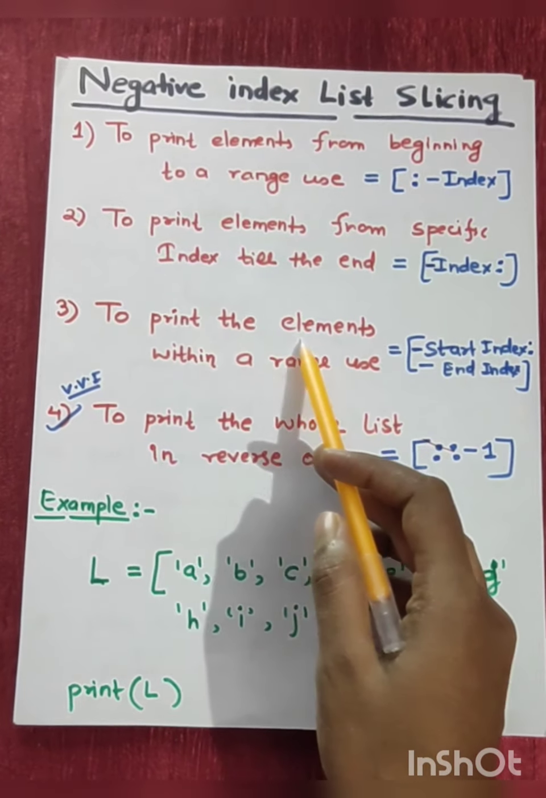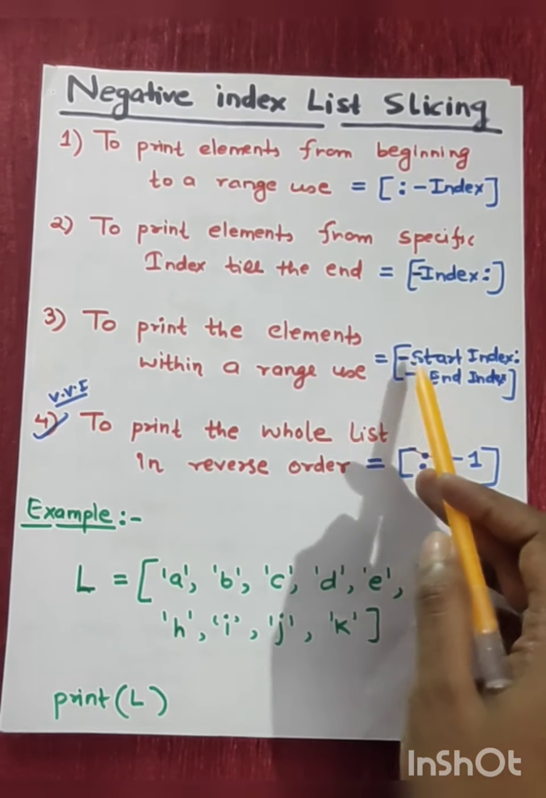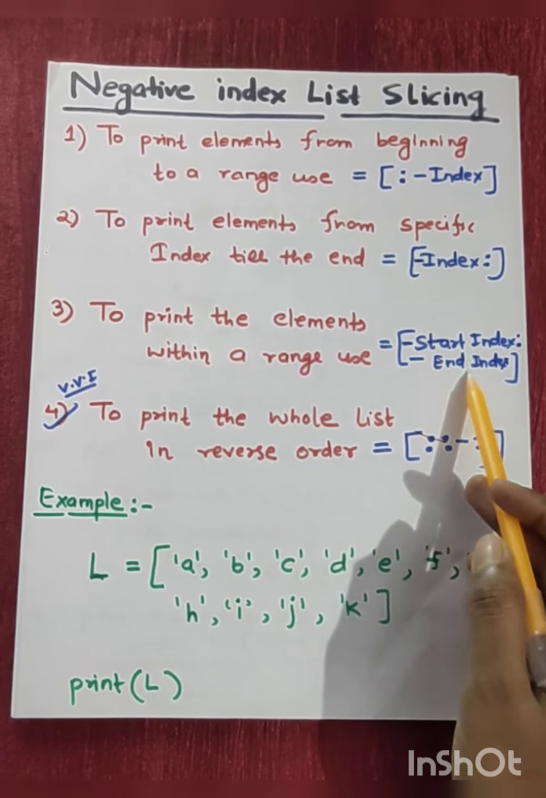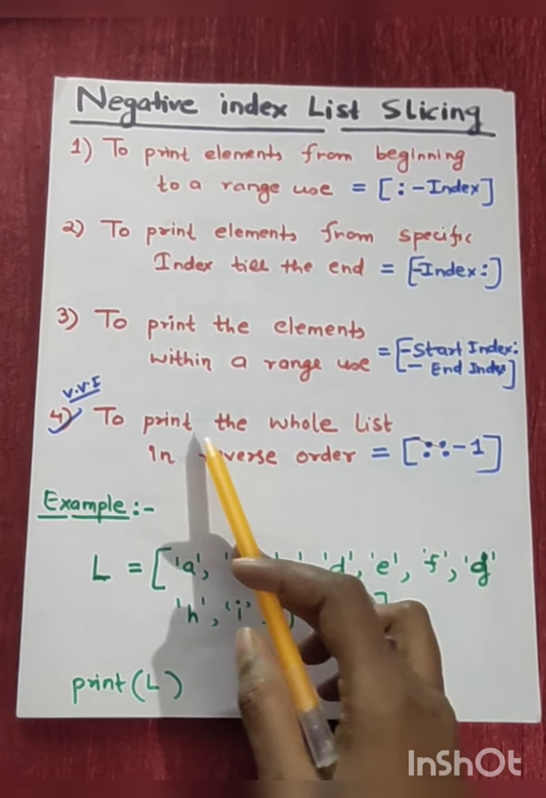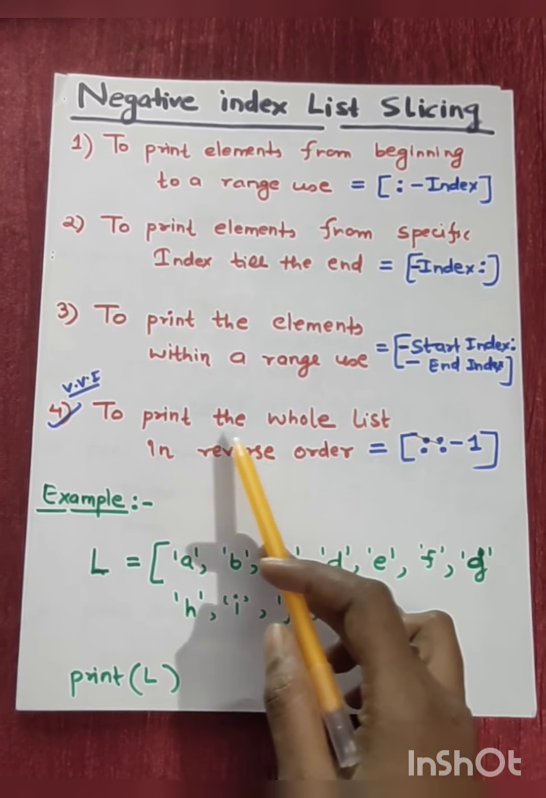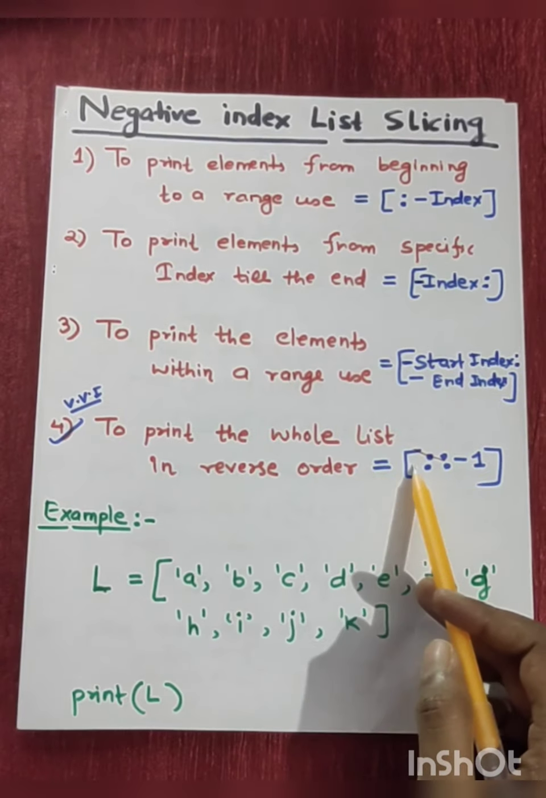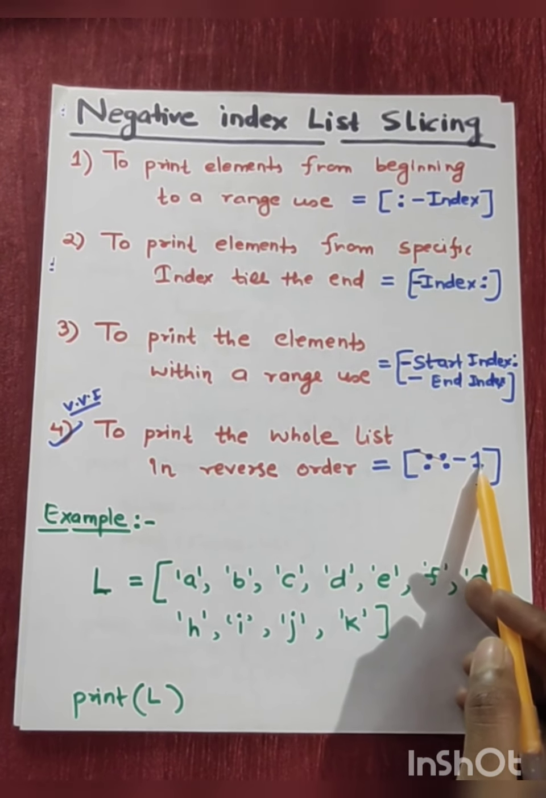The third one, if you want to print the elements within a range, then you can use minus start index colon minus end index. The fourth one, and the very important one, is to print the whole list in reverse order, then you can use colon minus 1.